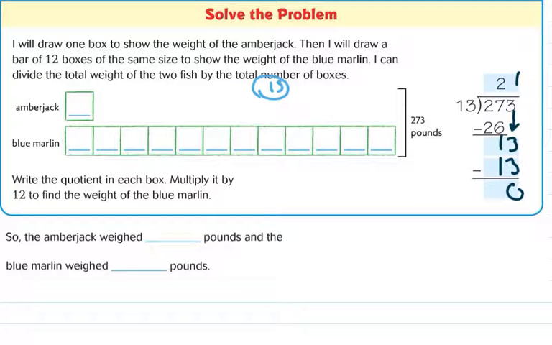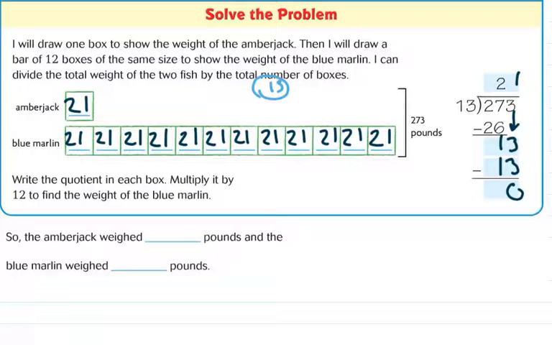Now, according to these directions here, we have to write the quotient in each box. So what I'm going to do is fill in 21 in each of these boxes. So right now, boys and girls, if we use our graphic organizer, which is our diagram, we can see that the amberjack weighed 21 pounds. So the amberjack weighed 21 pounds. We're going to fill that information in.